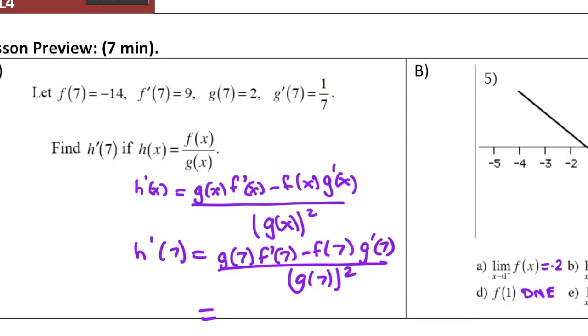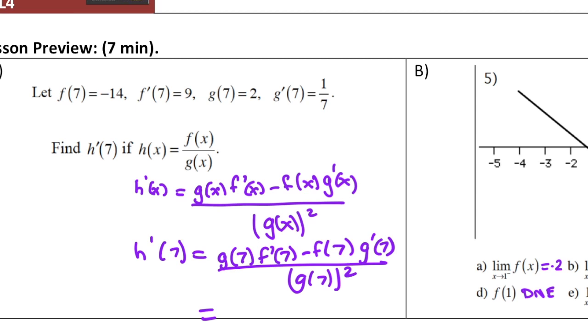Your lesson warm-up today was to remind you about your quotient rules. So the product rule and quotient rule, very important rules as you find derivatives. Now these can be done abstractly, as you can see, and then you're going to substitute and find the value for h prime of 7.